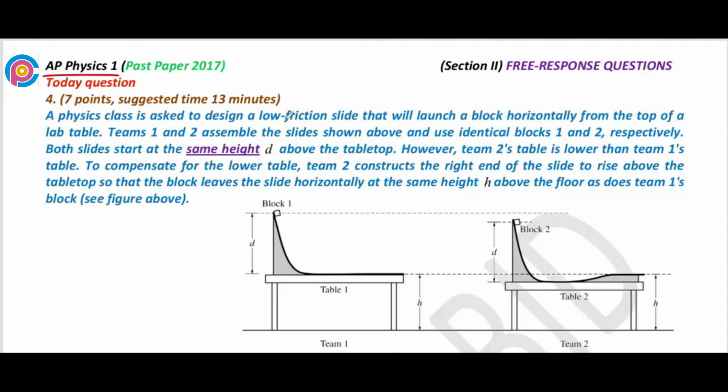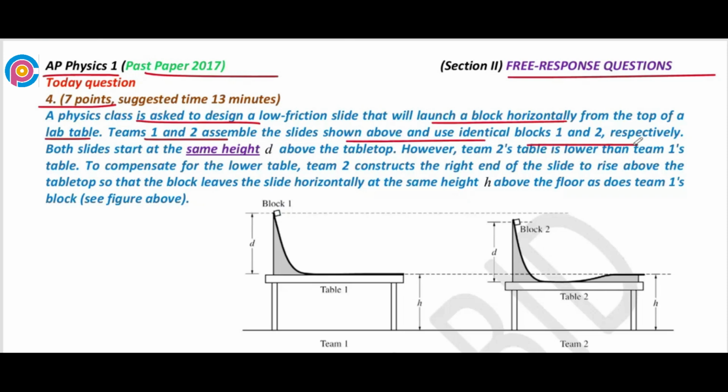Hi, we have the AP Physics 1 past paper 2017. We are dealing with the free response section, question 4, for 7 points. A physics class is asked to design a low friction slide that will launch a block horizontally from the top of a lab table. Team 1 and Team 2 assemble the slide shown above and use identical blocks 1 and 2.